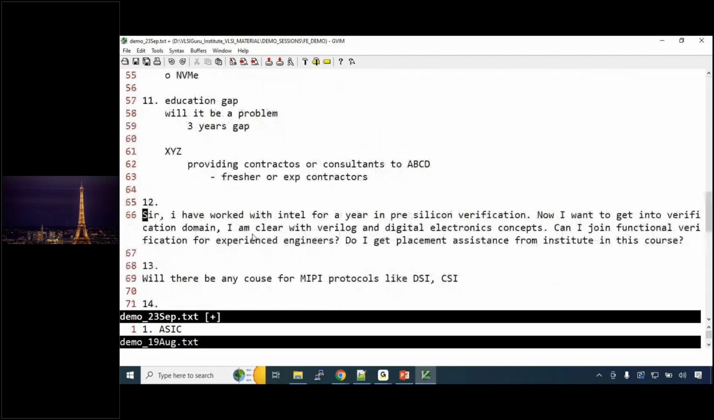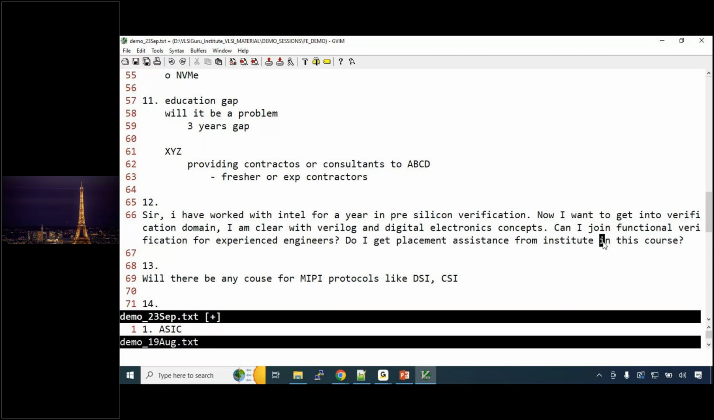I have worked with Intel for a year in pre-silicon verification. Now I want to get into verification domain. I am clear with Verilog and digital electronic concepts. Can I join functional verification for experienced engineers? Do I get placement assistance from the institute in this course?